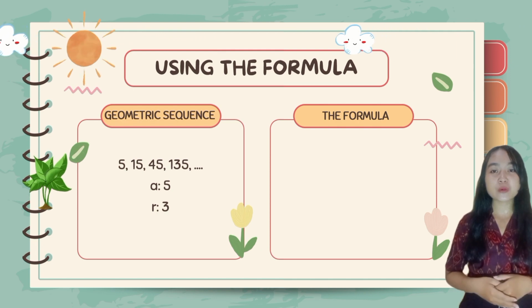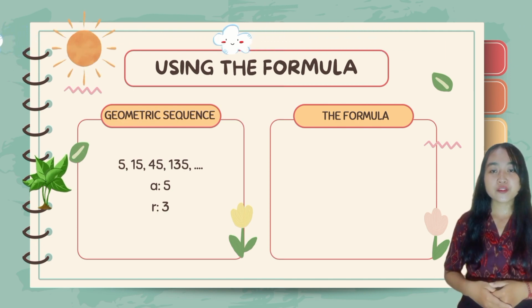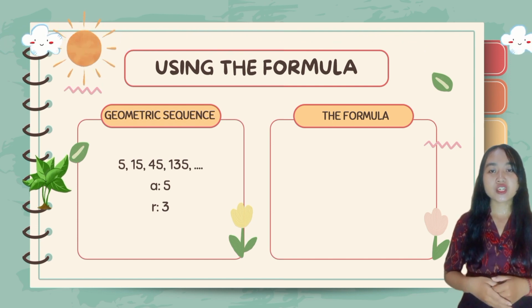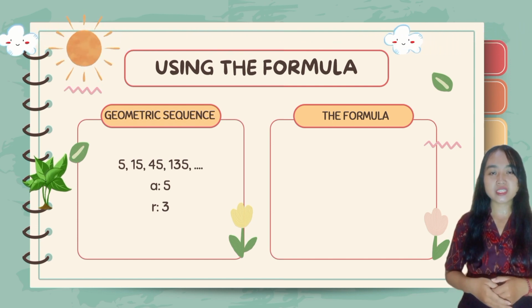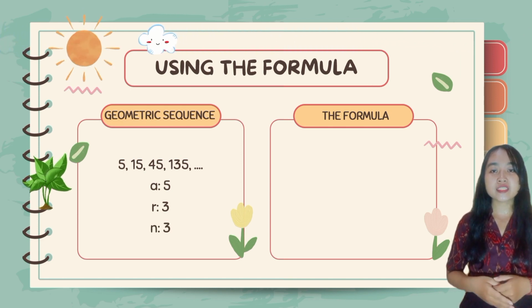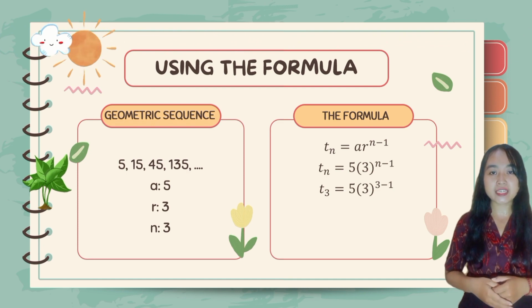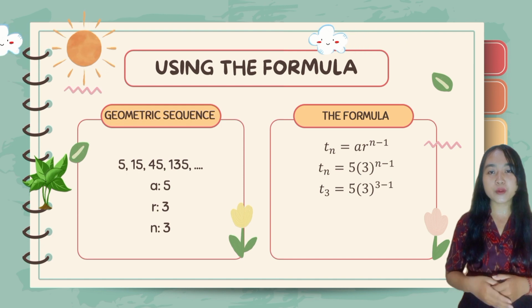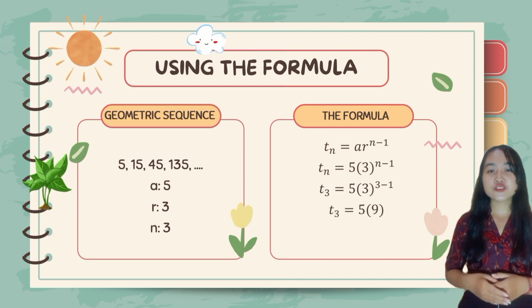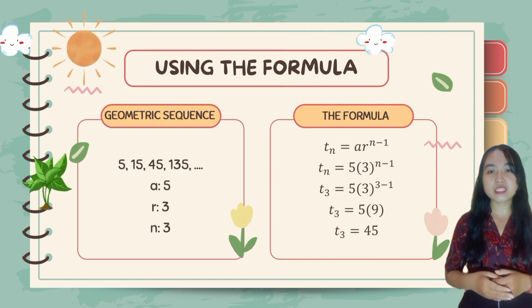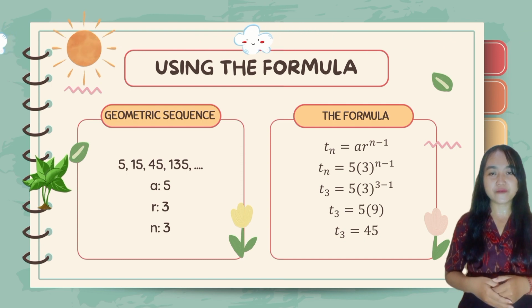Alright, now let's try plugging in a few values for n and see if the result matches our sequence. If we plug in 3 for n, we get the following. Now if we simplify this, we get 5 times 3 to the power of 2, which we compute first to get 9. Then we do 5 times 9 to get 45. And if we look at our sequence, we see that our third term is indeed 45.